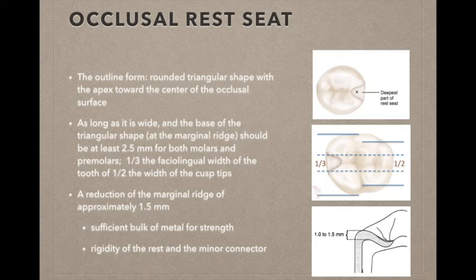Also, we have to have a reduction of the marginal ridge of approximately 1.5 millimeters. Remember when we talked about the major connector and minor connector, I said on the junction of the rest seat to the minor connector, that thickness should be 1.5 millimeters to provide sufficient strength for the minor connectors. So you should remember that once you finish your preparation, the marginal ridge reduction needs to be at least 1.5 millimeters.